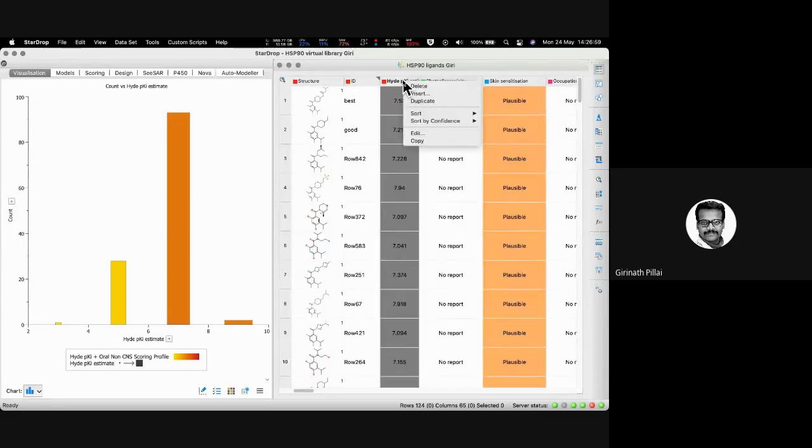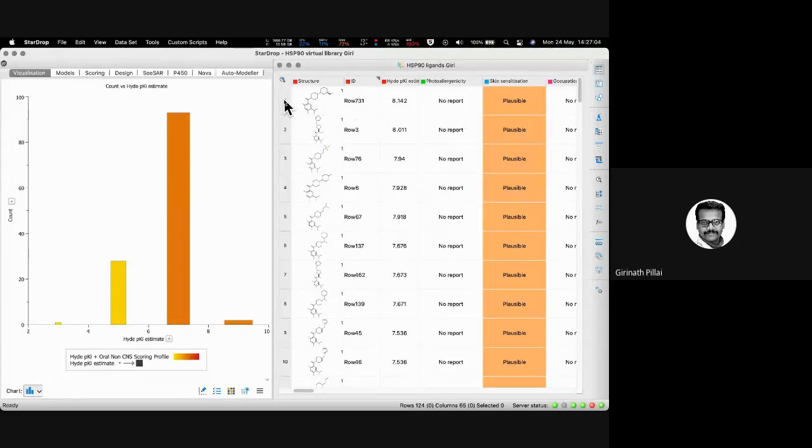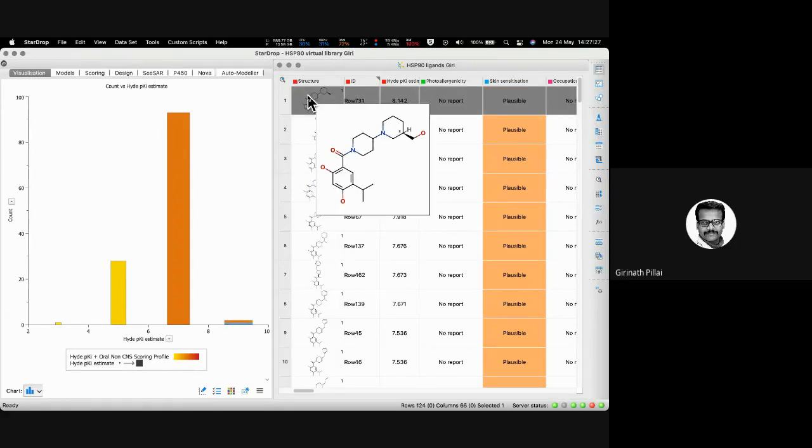Now, let's try this. We will sort in descending order because I want to know the best predicted biologically active compound. As you can see here, 8.142. That is my compound, row 731, which is showing a better biological activity. So I hope you remember this morning I was telling you about the funnel. Let us see whether these are really the hit molecules. Now I want to see which compound I could call a lead molecule. So keep that in mind.